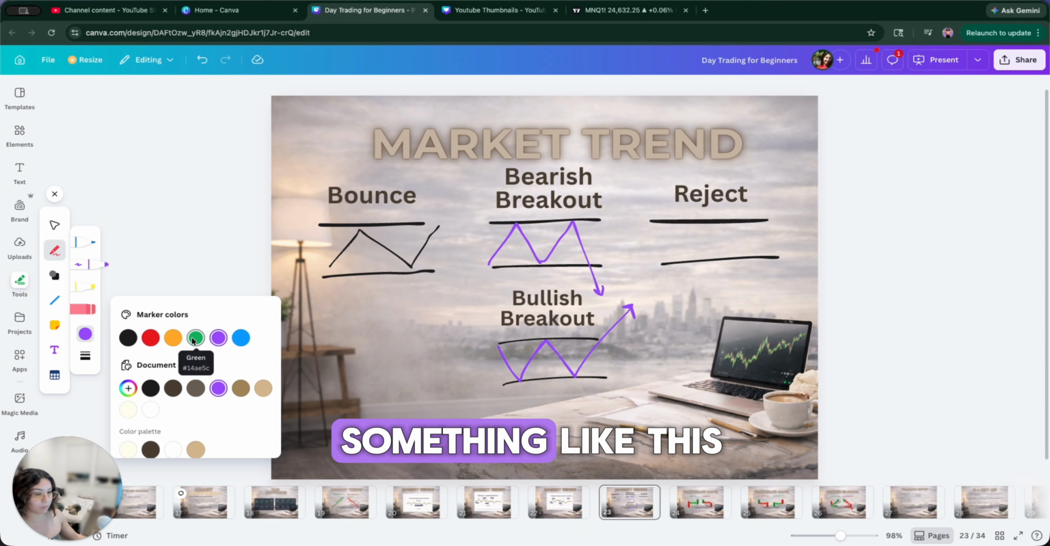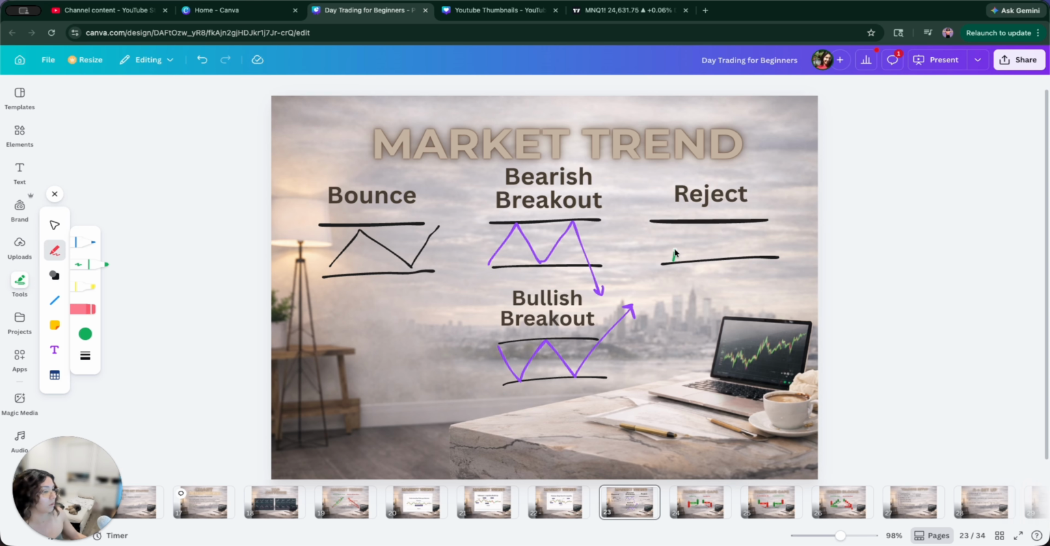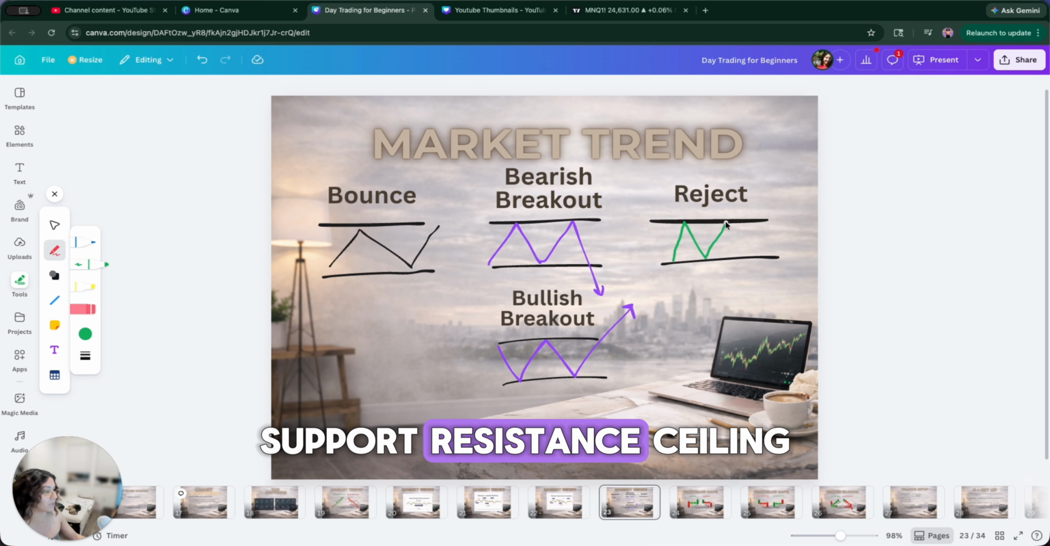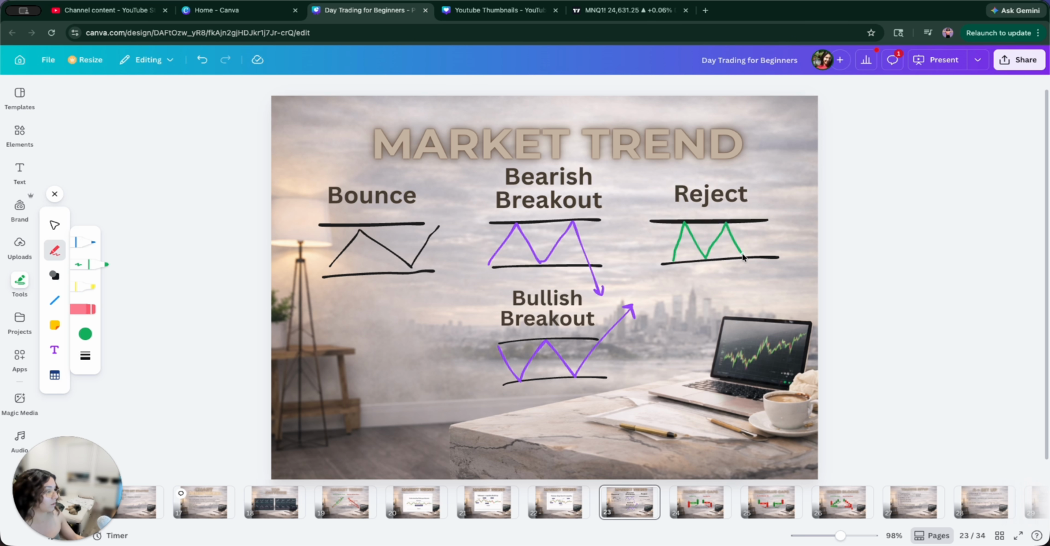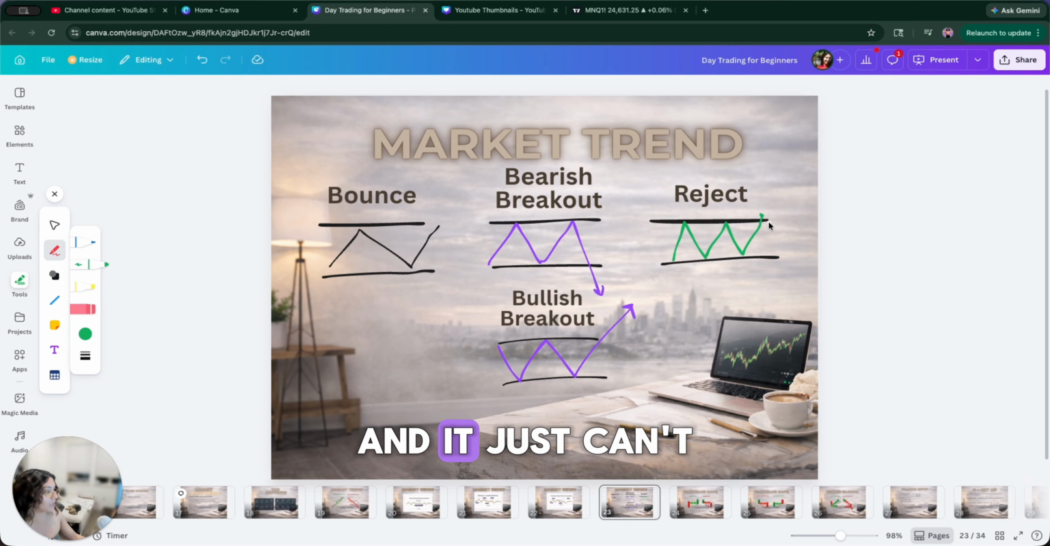So now let's look at the rejection. The rejection would look something like this. Coming from support or the floor, hitting resistance, ceiling, support, resistance, ceiling, support, ceiling, and it just can't seem to break out. It keeps getting rejected, right?